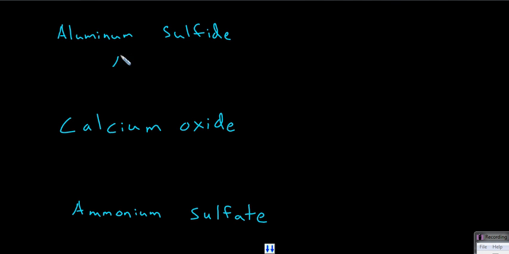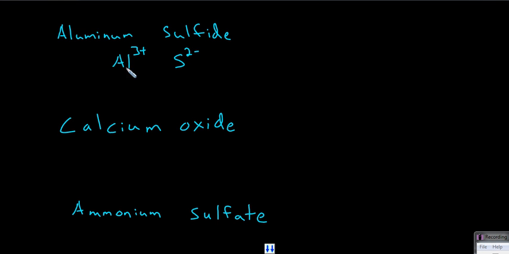And so you've got aluminum. That is going to have a 3+ charge. You know this is in group 3A, and so it will lose 3 electrons before having a noble gas configuration. And then sulfide has a 2- charge. It needs to gain 2 electrons to have a noble gas configuration.